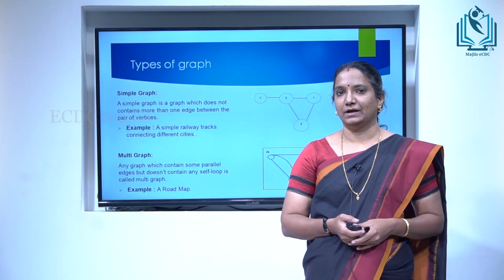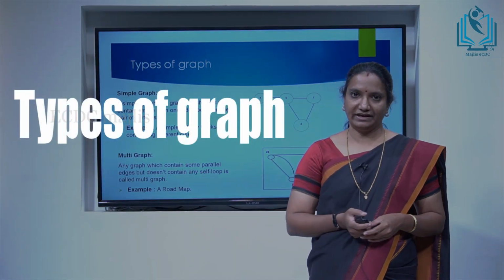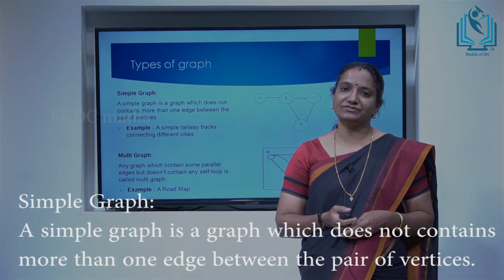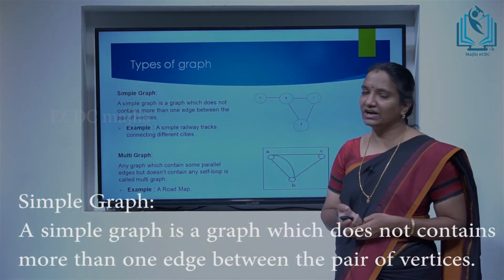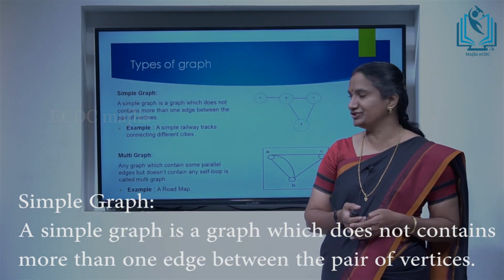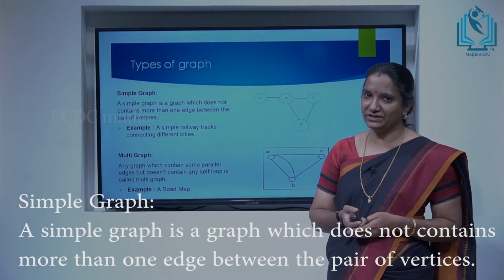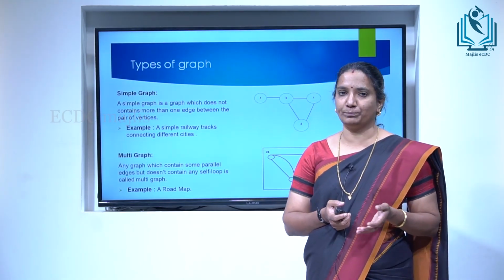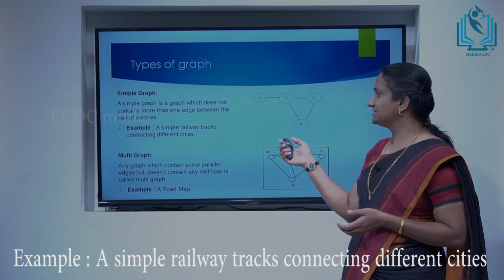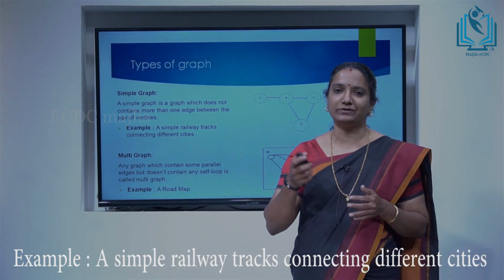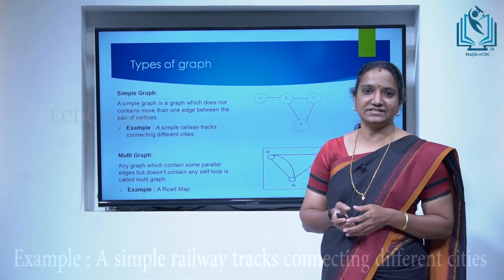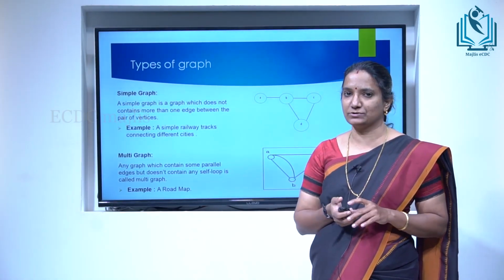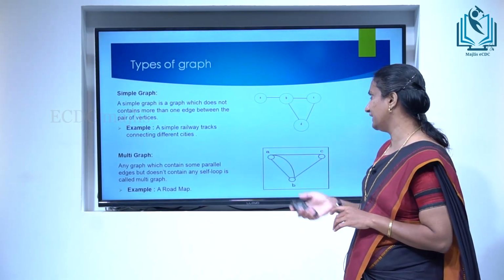Next, types of graphs. In that, first, simple graph. A simple graph is a graph which does not contain more than one edge between a pair of vertices. That is, it does not include multiple edges and loops. For example, a simple railway track, that is a single railway track connecting different cities. There is no other choice. Only that single track is possible. That is called a simple graph.